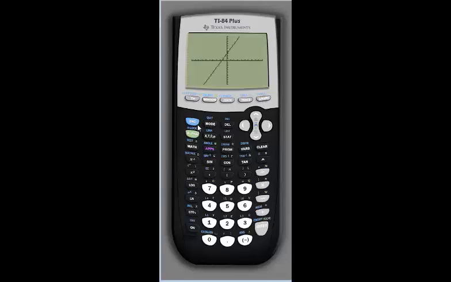So the way that you get to your table, notice above the graph button in blue is the word table. The way you access those blue features of each button is by using this second button. So I'm going to go ahead and hit the second button. Notice I get this arrow up here, which tells me that we're looking at the functions above the buttons. So then I hit the graph button, and there's my table. So when x is 0, I know my y is 3. When x is 1, my y is 5, and so on.